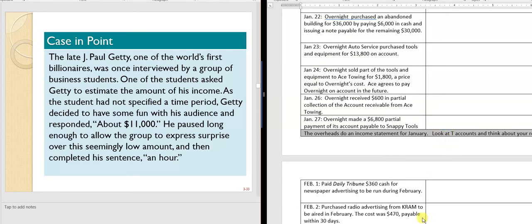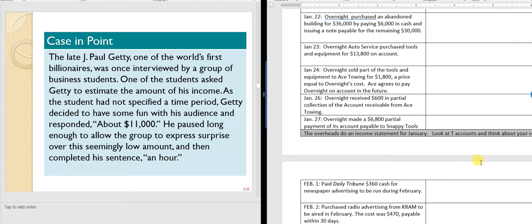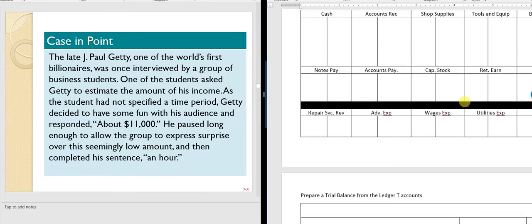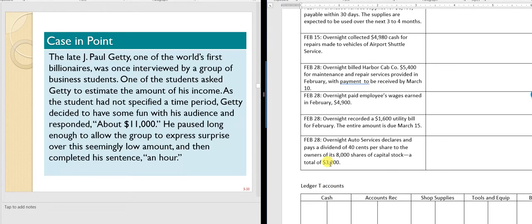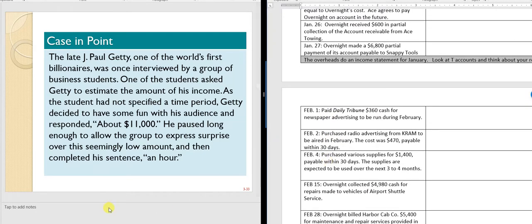I probably need to change this. Look at two key accounts and think about your revenue and expenses. We have zero in our revenues and expenses right now, so we wouldn't have an income statement. So I'm not really sure why they did it.